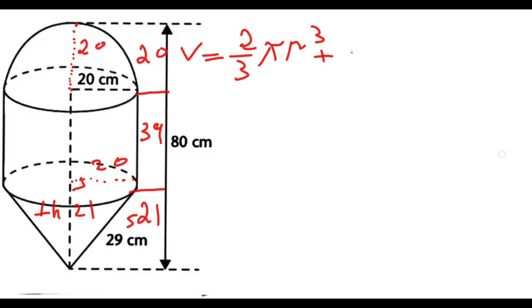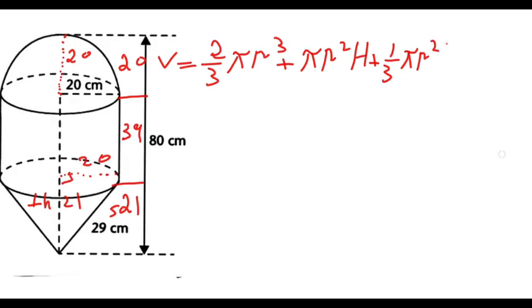So volume of the cylinder is pi r squared. You can use big H. Plus the cone at the bottom, 1 over 3 pi r squared h. This is a perpendicular height.